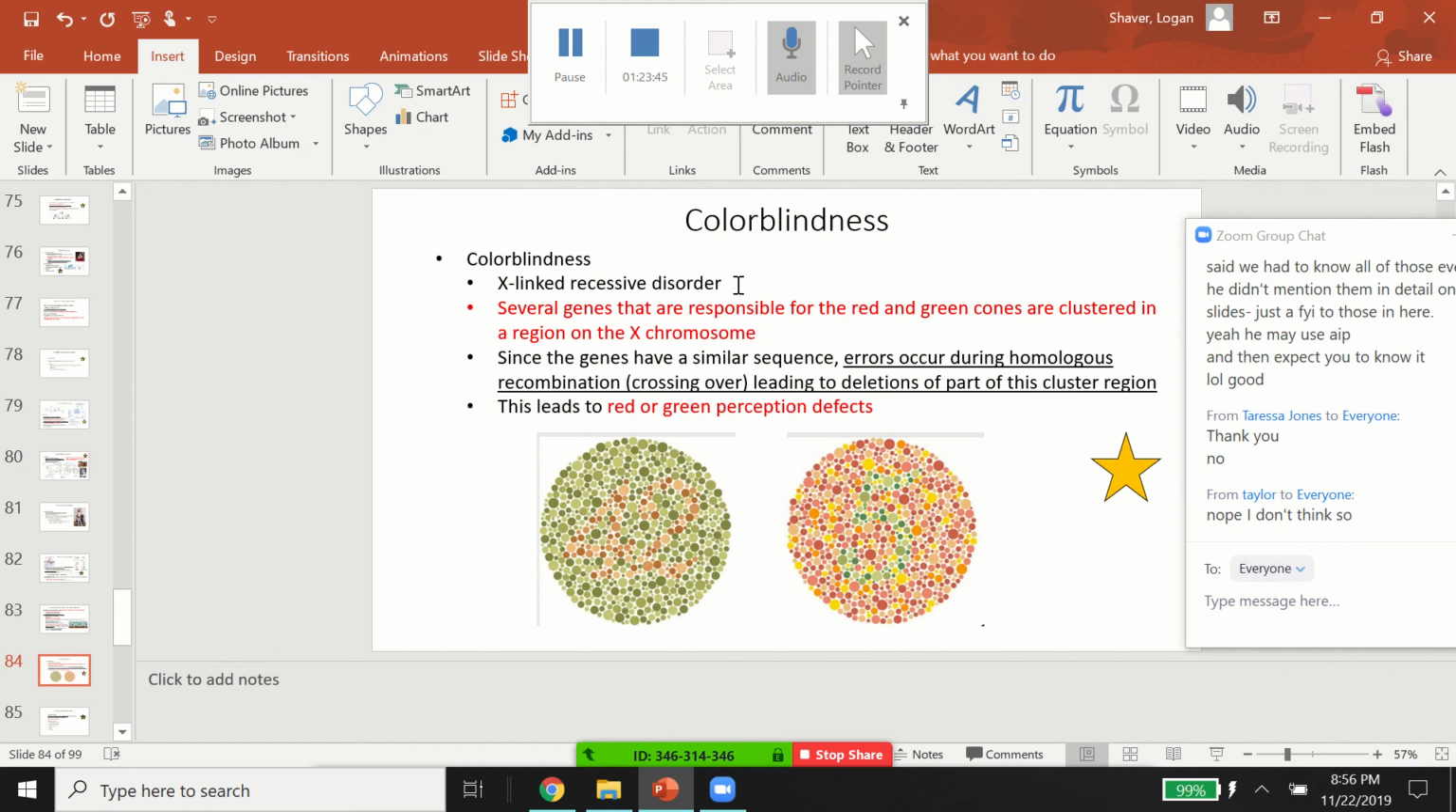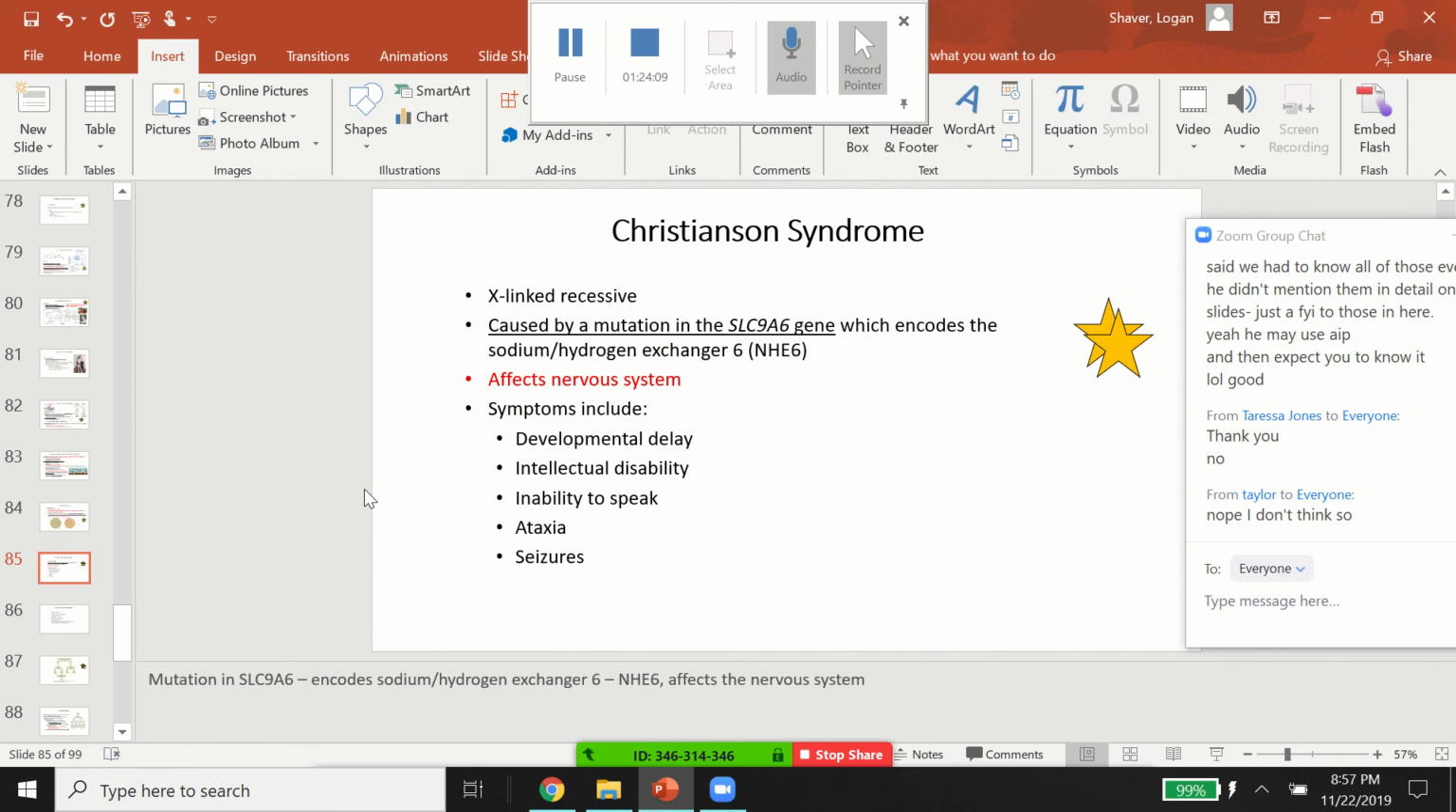Color blindness. This is X-linked recessive, so it's more common in males. What I thought was important is that red and green cones are the ones that are affected, so maybe keep that in mind. Therefore you have deficits in red or green perception. I think that may have been a question, so that's why I put a star there.